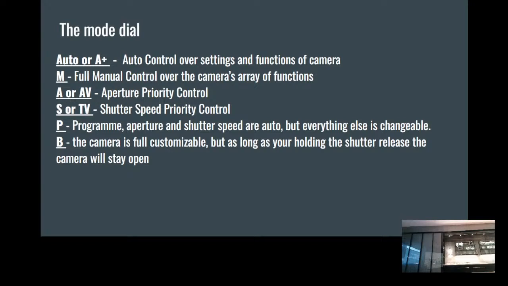B is for bulb, which a lot of cameras don't have anymore, but it's something you can still access via some of the menus. That's when the camera is still fully customizable, but as long as you hold down the shutter, or you press it once and press it again, it'll keep that shutter open for long exposure photography. Really cool things you can do there.